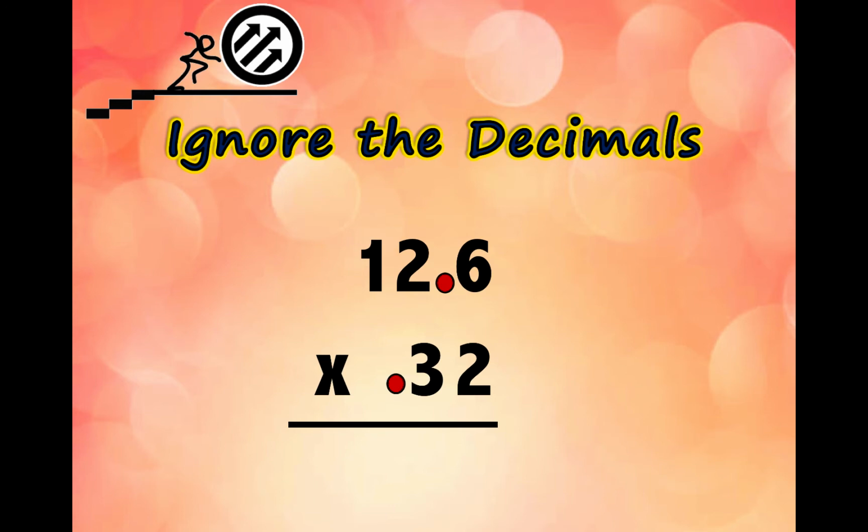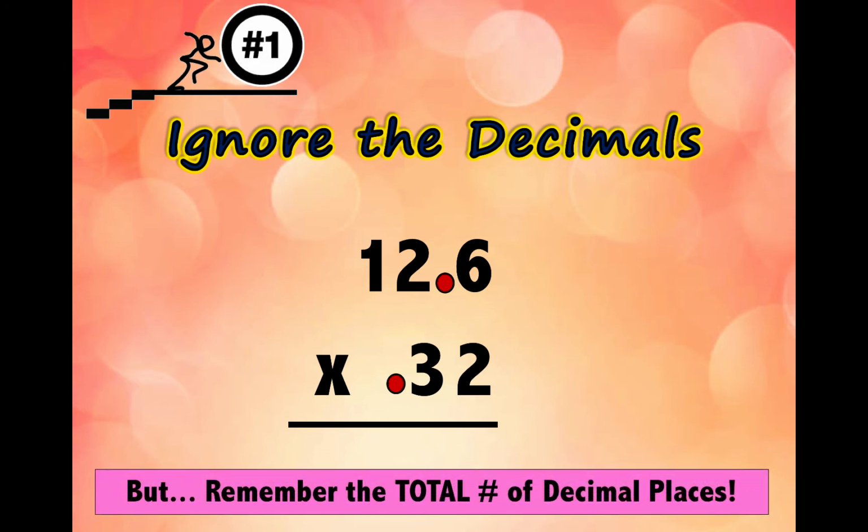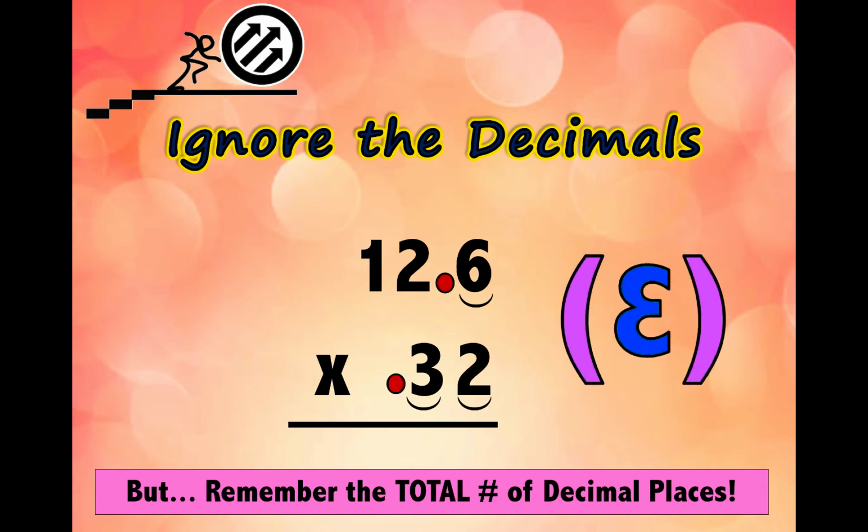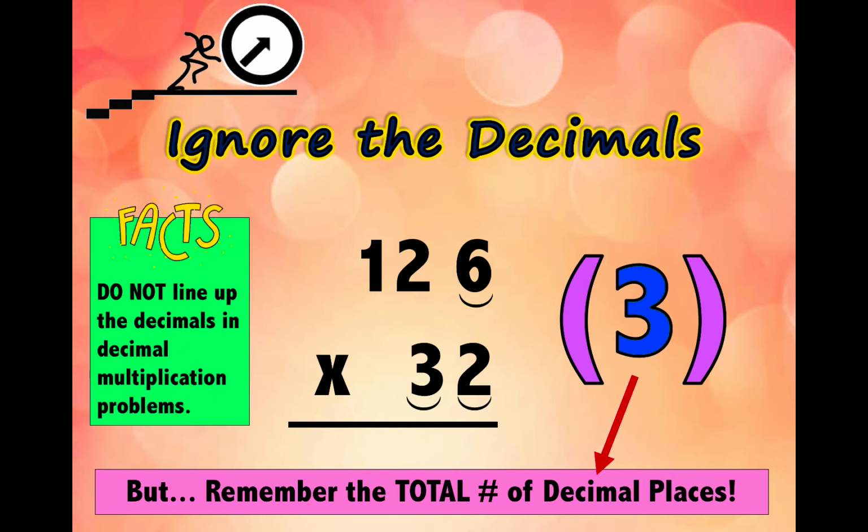Before we can begin, we must remember the total number of decimal places. Let's look at that top number. How many decimal places in that number? 1 decimal place. Now let's look at the bottom number. 2 decimal places. For a total of how many decimal places? Correct, 3 decimal places. Facts. Do not line up the decimals in decimal multiplication problems.